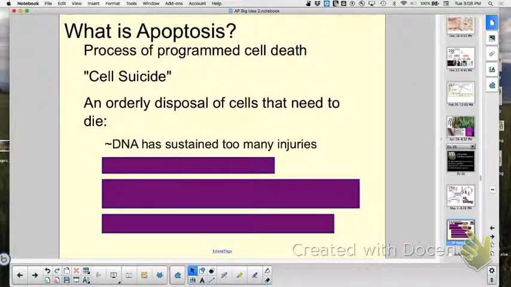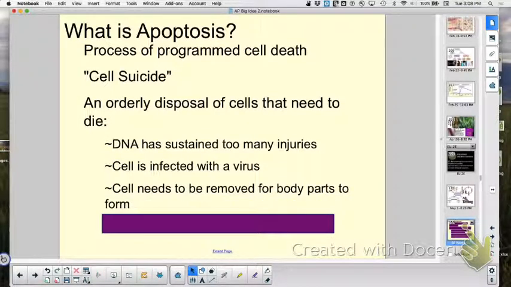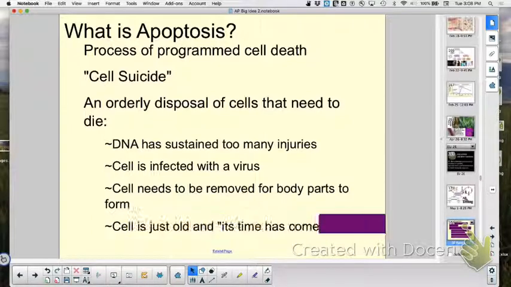Why would you need to die? I know, your DNA has too many mutations in it. Maybe you're infected with a virus. Maybe we need to make digits, fingers. Maybe your time is just up and that cell needs to die.